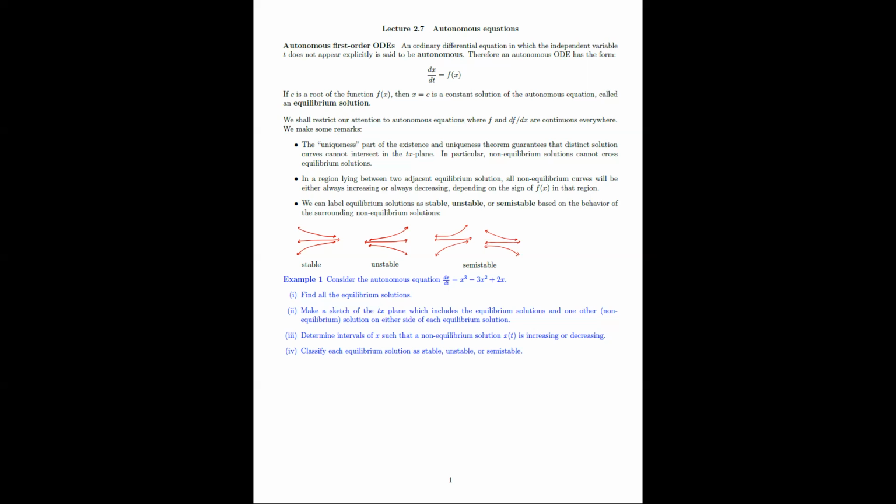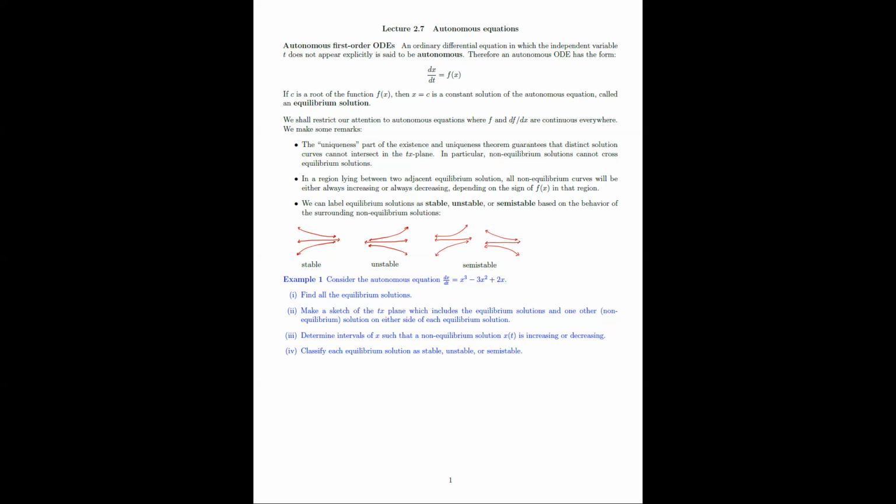In particular, we do a lot of our work around what we call the equilibrium solutions. If c is a root of this function f of x, then the constant function x equals c is a solution to this autonomous equation. If c is a root of f of x, that means if we plug in x equals c on the right, we do get 0. That's what it means to be a root of that function.